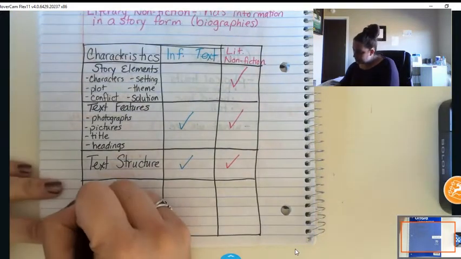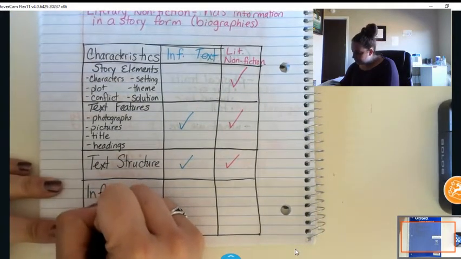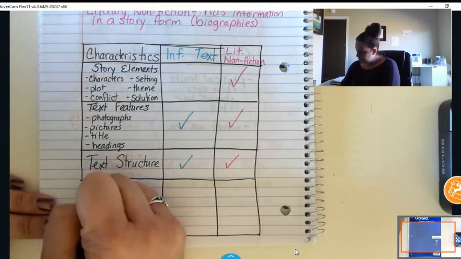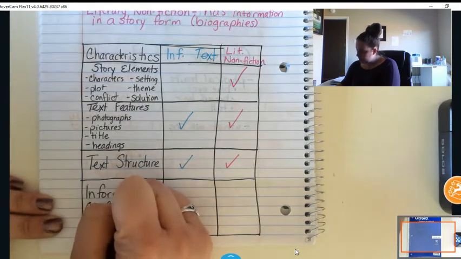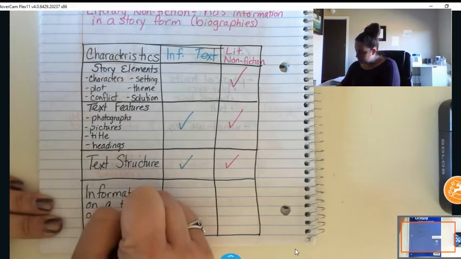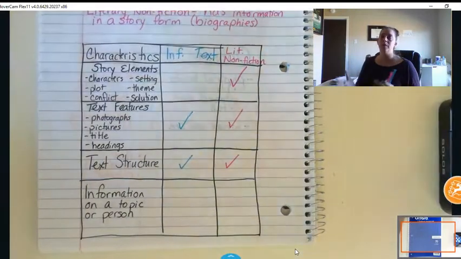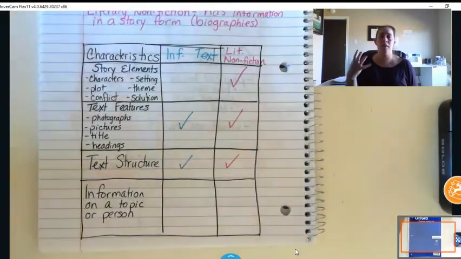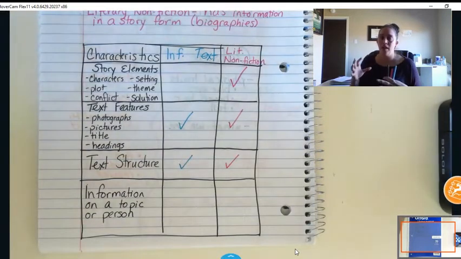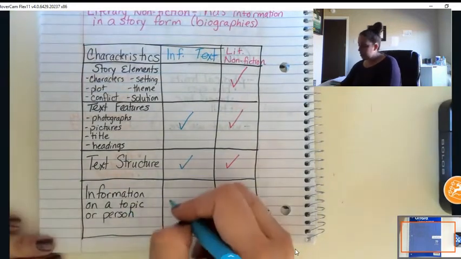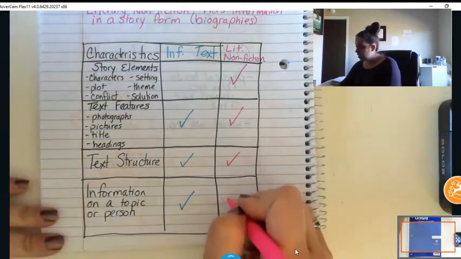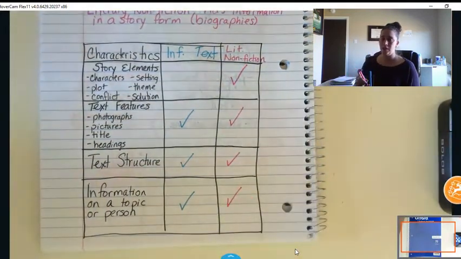And last but not least, we have our information on a topic or person. Did we receive true information? Did we receive factual information, either about a person or a topic or a specific area? If the answer is yes, that means it could be informational text. If the answer is yes, it could also be literary nonfiction.